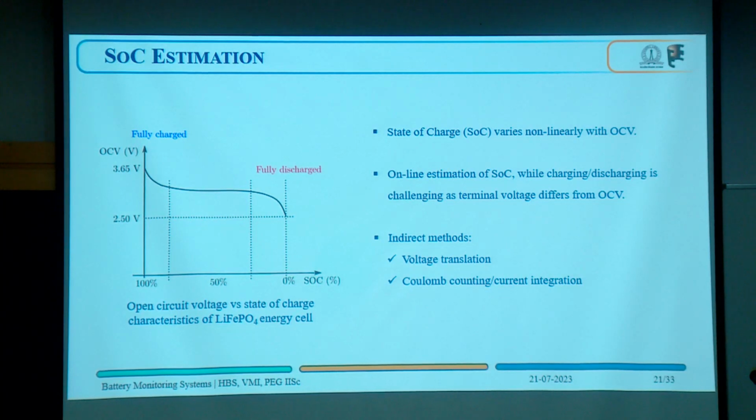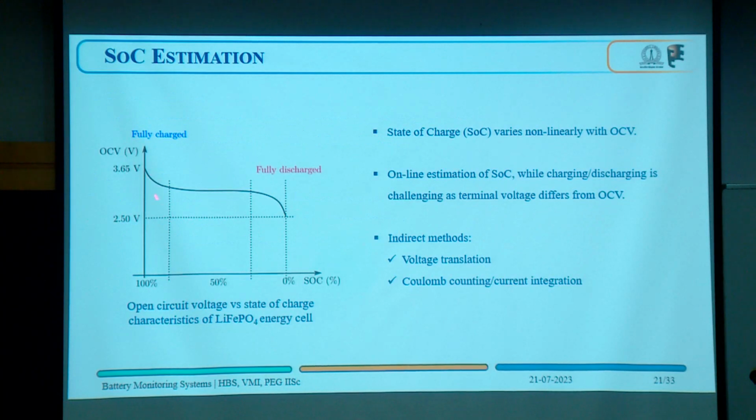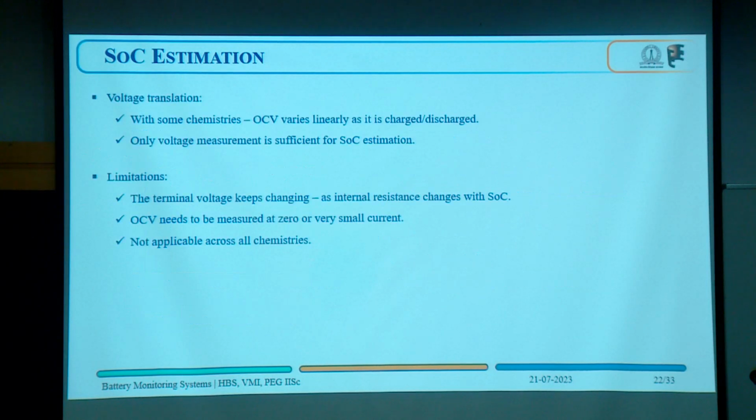What voltage translation means is, we can directly look at this voltage and then tell the SOC. If it is at 2.5 volts, then we can say that it is at 0% SOC. If it is 3.65 volts, we can tell that it is at 100% SOC. But for detection of the SOC in between, we need a linear characteristic. That's why voltage translation can be easily applied to those chemistries where the open circuit voltage varies linearly with the charge as it is charged or discharged.